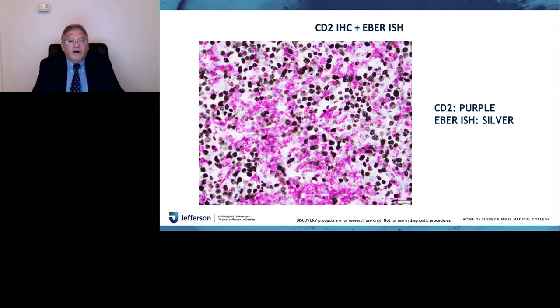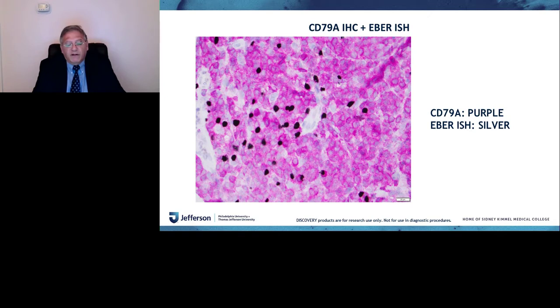Another example of protein expression and in situ hybridization is we can have in lymphomas. Here we have an example of a T-cell lymphoma positive for EBV. The markers are CD2 for the T-cells and EBER in situ hybridization for the EBV. The next example is a B-cell lymphoma driven by EBV. CD79a is a B-cell marker, and EBER is basically the silver nuclear that you see over here, positive for EBV.